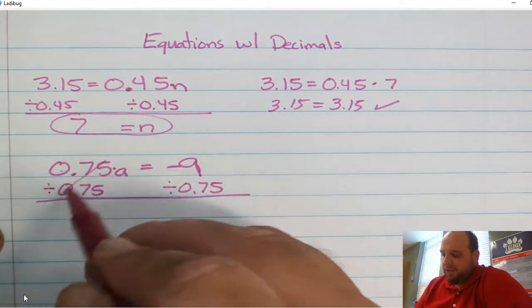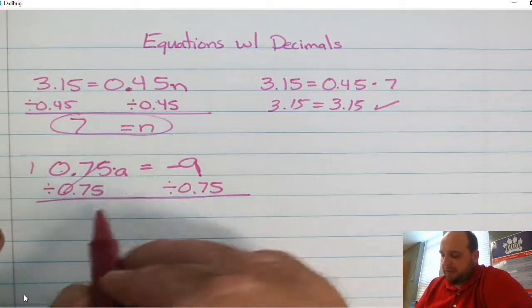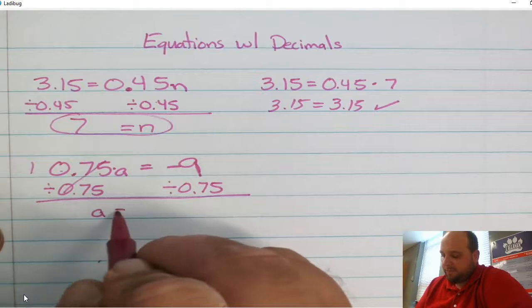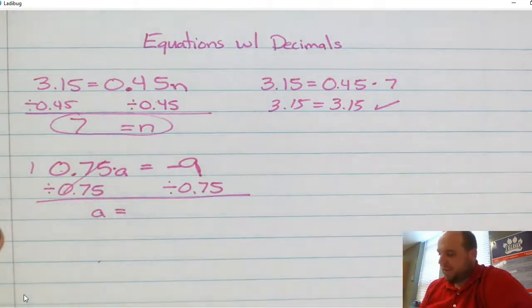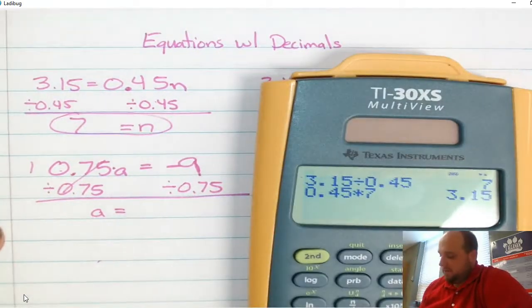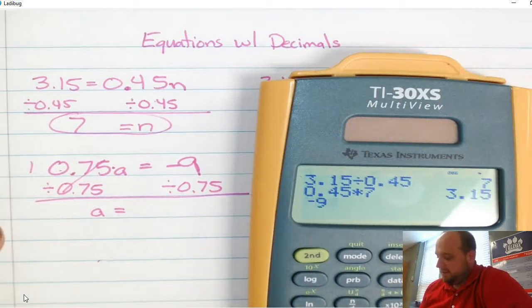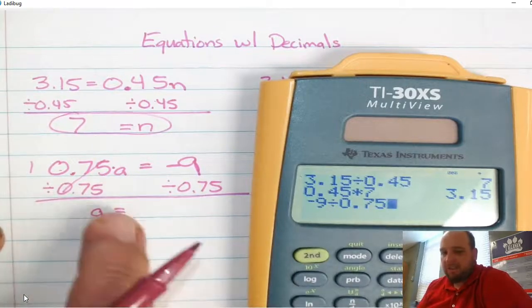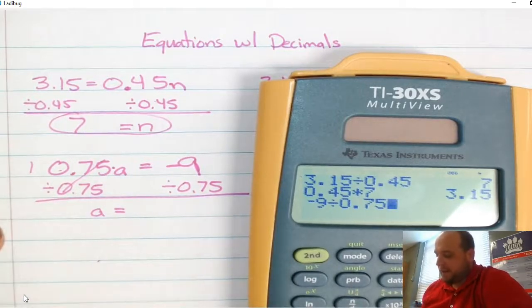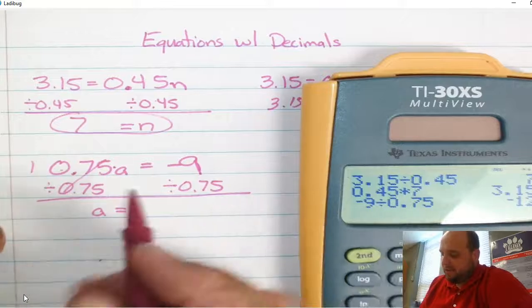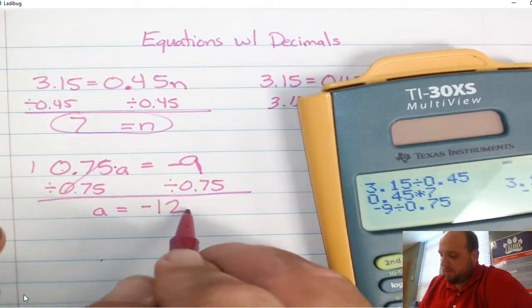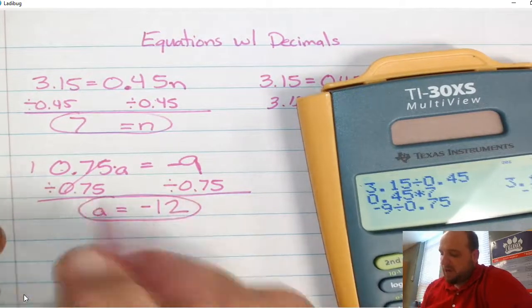0.75 divided by 0.75 gives you 1. 1 times a gives you a. That's the identity property. You learned that last year. Now I have -9, so I'm going to hit -9, divide by 0.75. I notice that I have a negative divided by a positive, so my answer better be a negative. And it is. I got an answer of -12. So a is equal to -12.